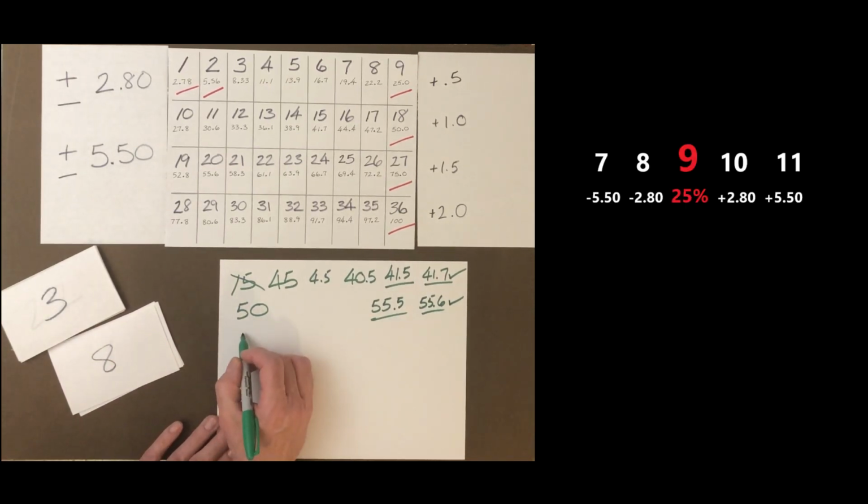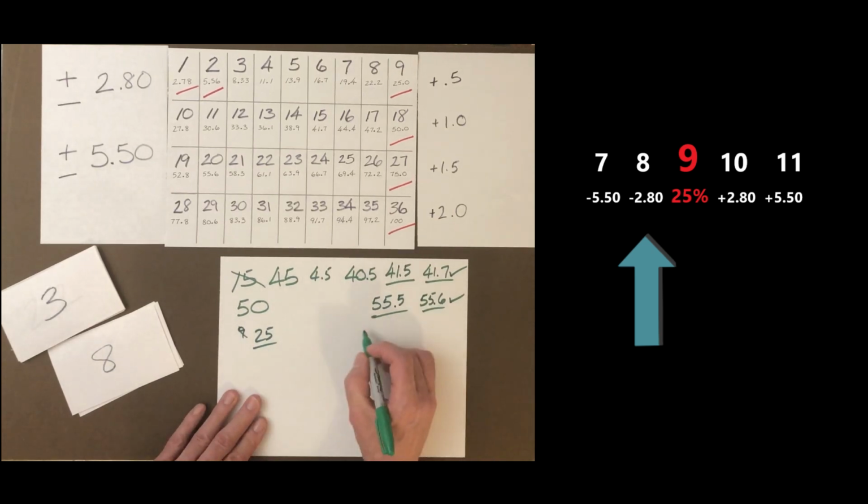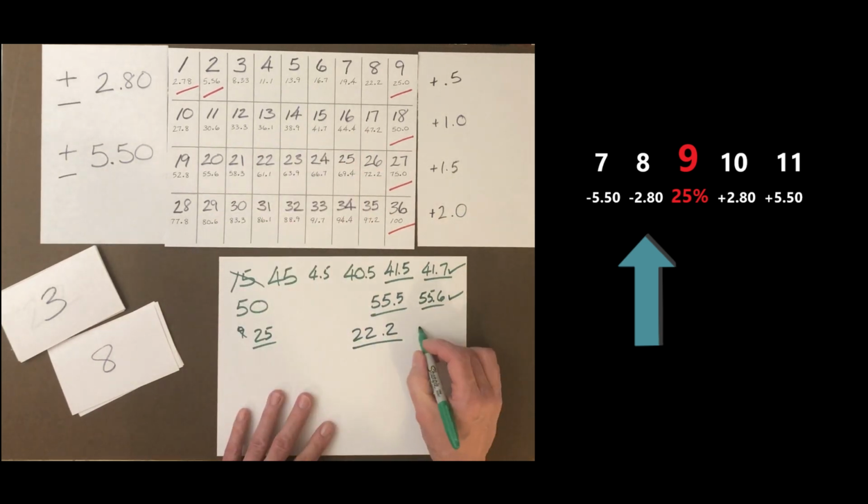8. That's an easy one. We know 9 is 25%, and we're 1 less. So we just have to subtract 2.8. That gives us 22.2. Actual answer is 22.2.